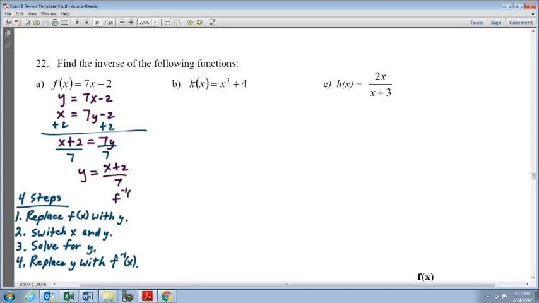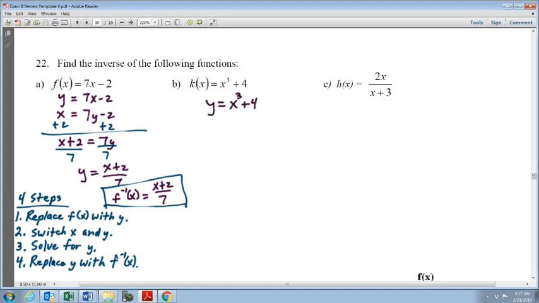Don't forget that last step. We need to write it in inverse notation. So f inverse of x equals x plus 2 over 7. So again, I would encourage you to maybe try B and then watch the video if you haven't already tried it.